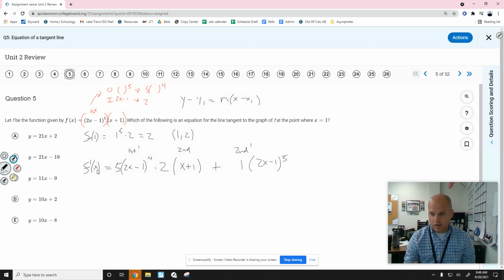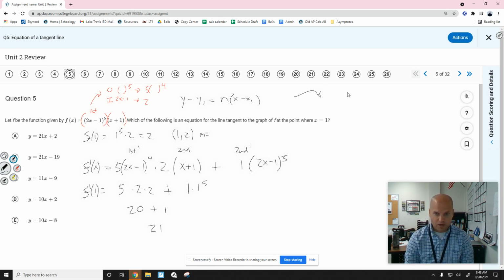This is the tangent slope generator. You could simplify this if you want, but all you need is the equation of the tangent line, so I don't have to do much work. Plugging in 1, the tangent slope at the point 1, 2 will be 5 times 1 to the 4th times 2 times 2 plus 1 times 1 to the 5th. So this is 20 plus 1, which is 21. I can see there's two 21s right there, so I feel pretty good.